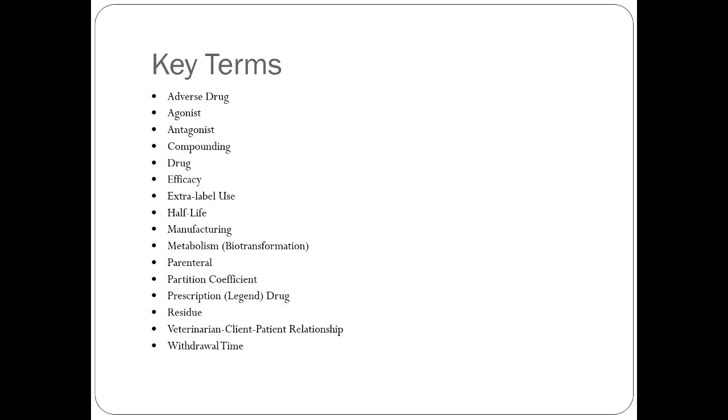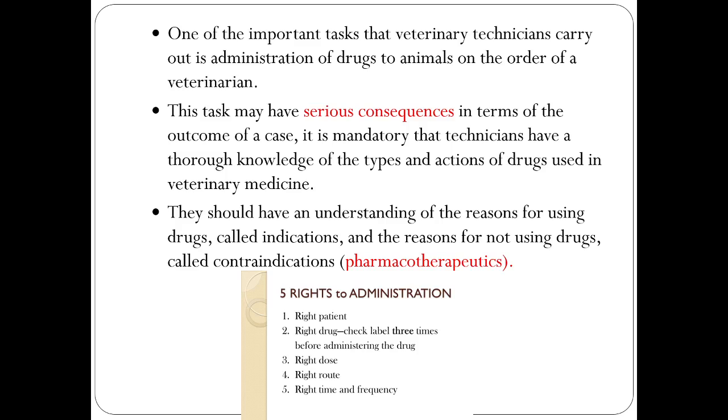Absolutely need to know what parenteral means. Partition coefficient, prescription or legend for the drug, residue, the veterinary client patient relationship. If you don't understand that one, you're going to get into a lot of trouble. And then also withdrawal time. So these are some key terms we'll talk about in this chapter. You need to go through those definitions. You need to have them on hand as you go through your chapters.